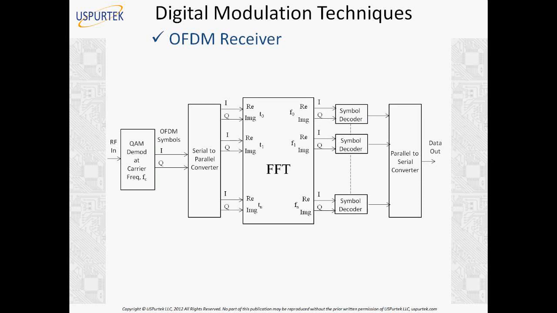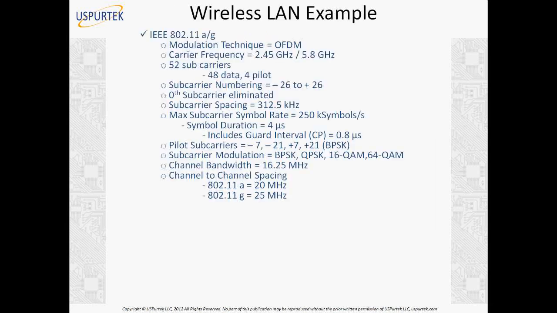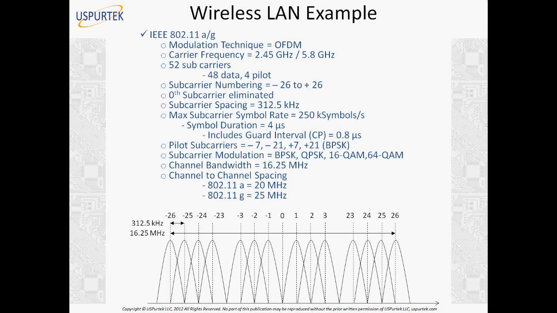Just taking a real world example here. Now, wireless LAN example. So these are the specifications for the standard 802.11 a/g. The modulation technique used is OFDM. Carrier frequency is 2.45 gigahertz or 5.8 gigahertz. There are 52 subcarriers here. We use 48 for data and 4 are pilot carriers. Subcarrier numbering is like this: -26, there is a center carrier here, 0, and 26.